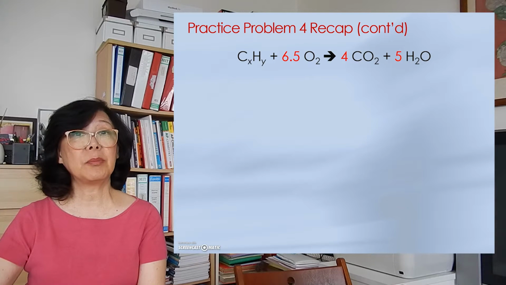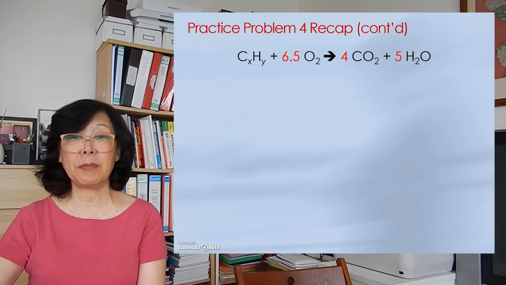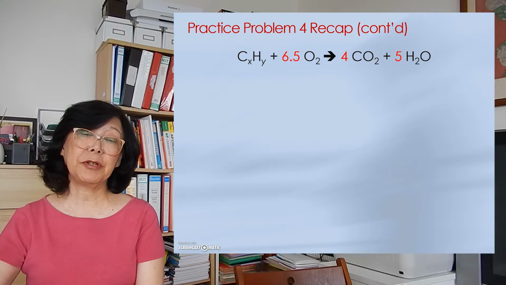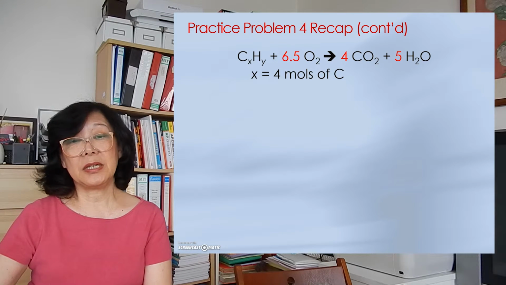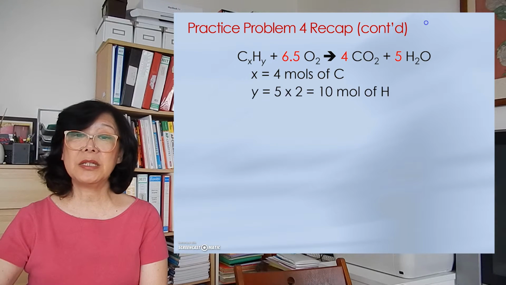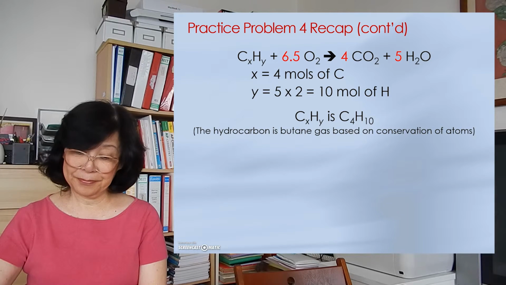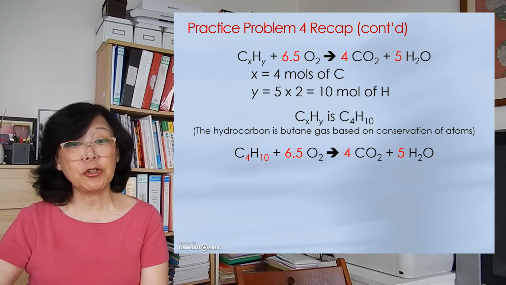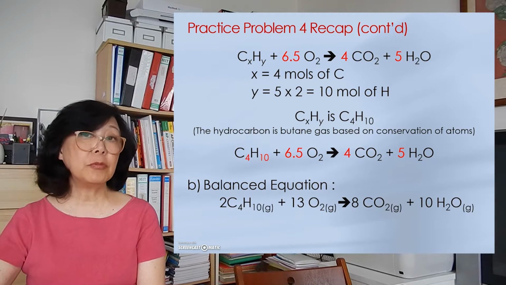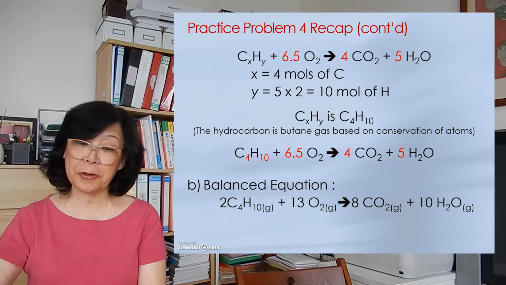So now we substitute the mole ratio into the balanced equation, and you have CxHy and 6.5 moles of oxygen to yield 4 moles of carbon dioxide and 5 moles of water. Alright, my X is 4 moles of carbon, and my Y is 5 times 2 or 10 moles of hydrogen. Therefore, the formula of the unknown hydrocarbon is C4H10, and this is butane. Now, going back to the original equation, because I want to turn them into whole numbers, I multiply everything by 2. And hence, I obtained 2 moles of butane burned with 13 moles of oxygen to yield 8 moles of carbon dioxide and 10 moles of water.